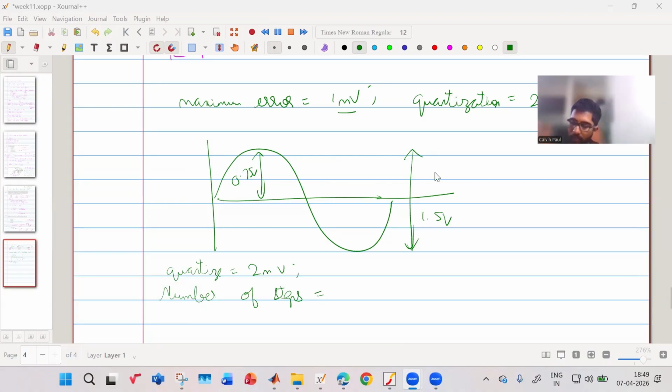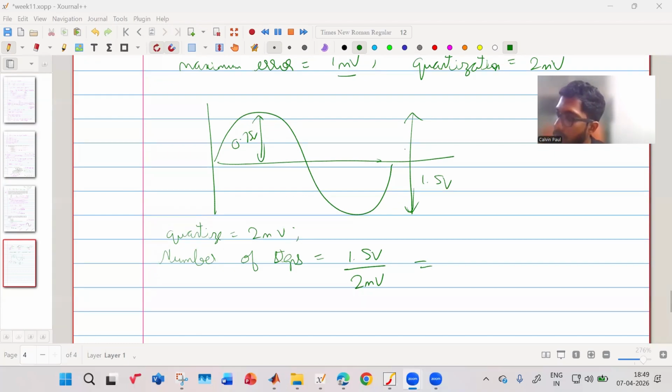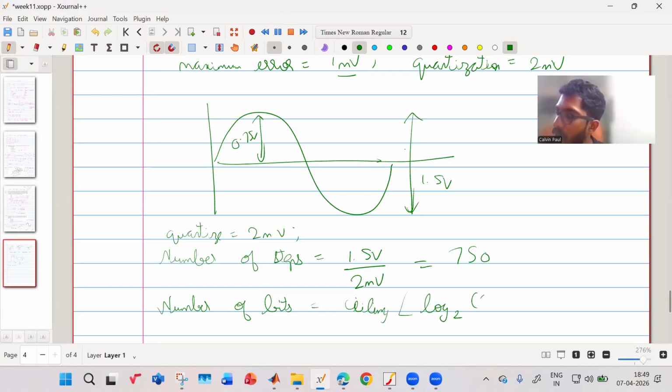The number of steps will be equal to 1.5 volt, that is your range, divided by the quantization resolution, that is 2 millivolt. That will be 750, correct? So if your number of steps is 750, how many bits do you need? It will again be the ceiling function of log of 750 to the base 2.